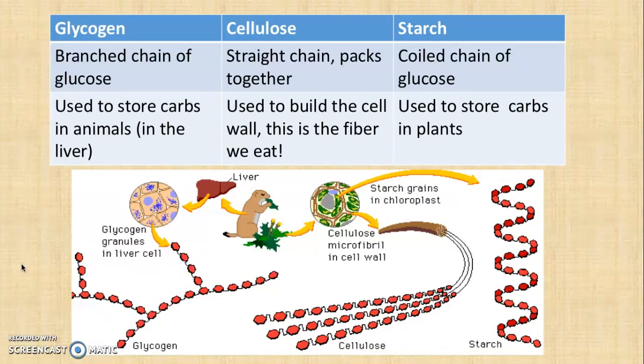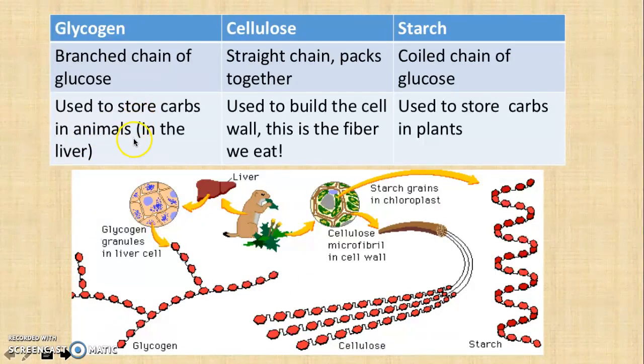There are three main types of polysaccharides that you need to know. One of them is called glycogen. Glycogen has a branched chain of glucose. If you look down at the bottom, this looks like a tree branch. We have a chain of glucose put together over here, and then it branches off, and we have another branch here. Okay, another little branch over here.